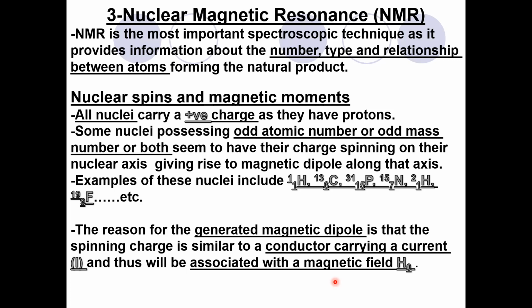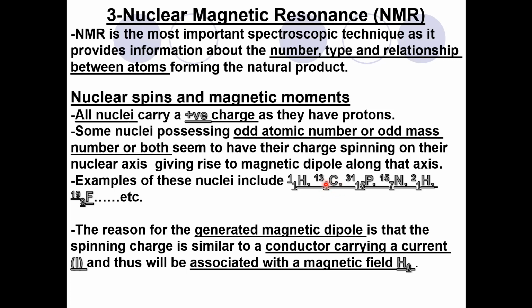The theory of NMR is based on the fact that some atoms are characterized by having nuclear spin. These atoms are marked by having either odd atomic number or odd mass number, or both are odd, such as, for example, the proton, H1. Here we have odd mass number and odd atomic number.